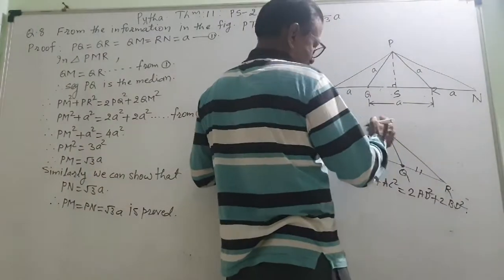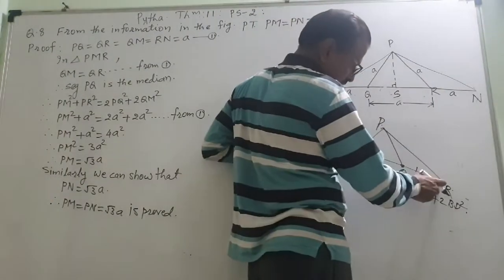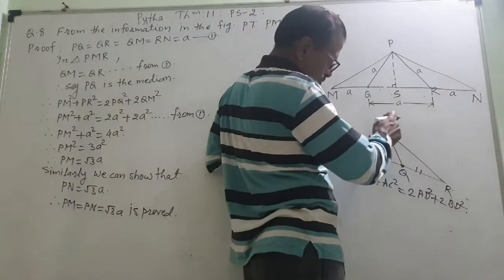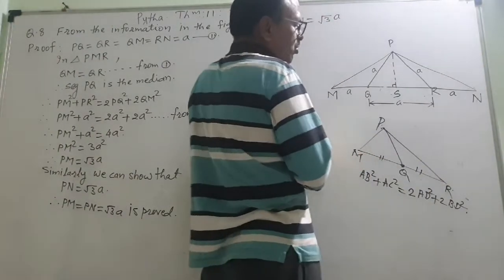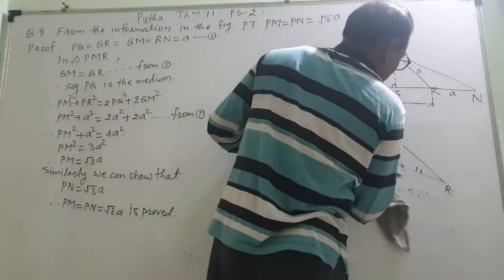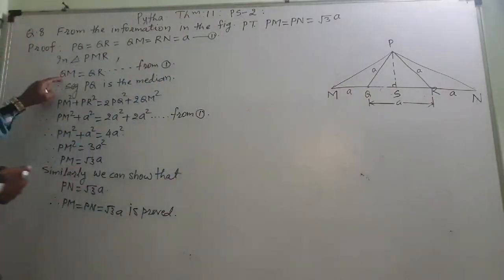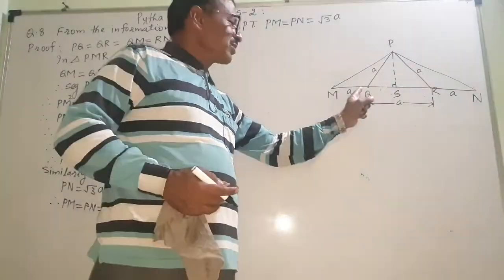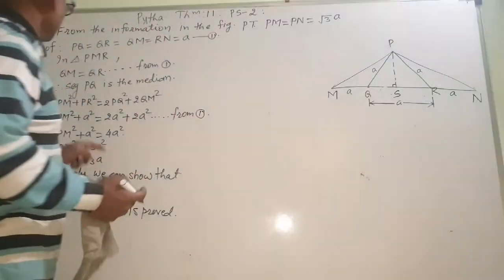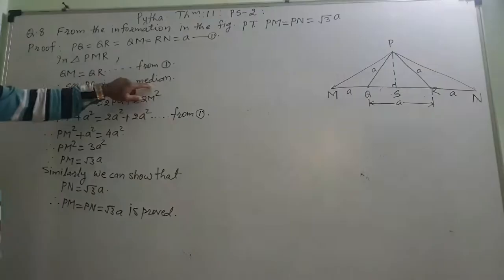This is the triangle PMR. PM square plus PR square is equal to 2 times PQ square plus 2 times MQ square, or QM square. This very statement is written over here. And QM is equal to QR. That's why Q is the midpoint. Therefore, segment PQ is the median.